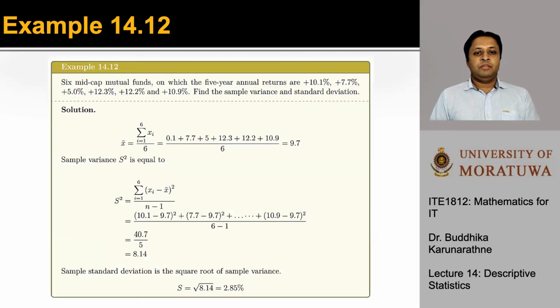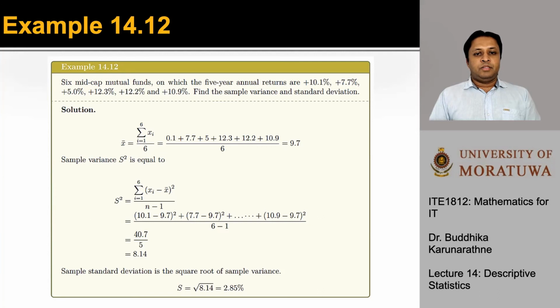We take an example here. Six mid-cap mutual funds on which the 5-year annual returns are positive 10.1%, positive 7.7%, and so on. We are given the set of values. We have to find the sample variance and the standard deviation. So how many values do you have here? Six values.